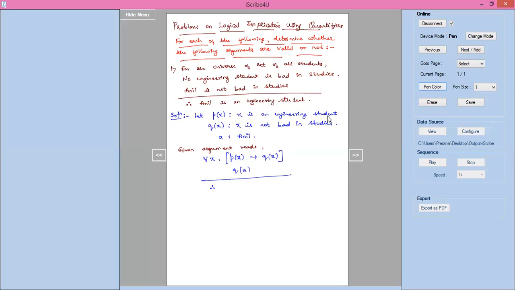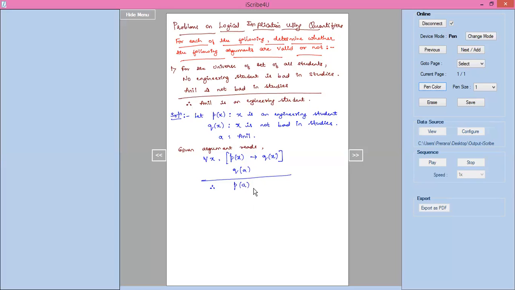So X is an engineering student means Anil in particular we are talking about. So it is P of A, because P of X is represented with respect to any engineering student. In particular, we are talking about Anil being an engineering student, so it can be symbolically written as P of A.